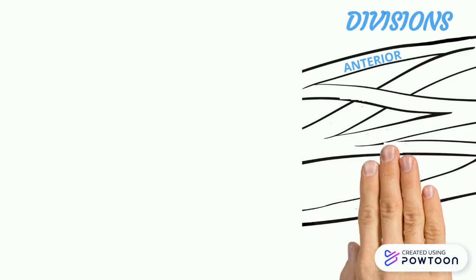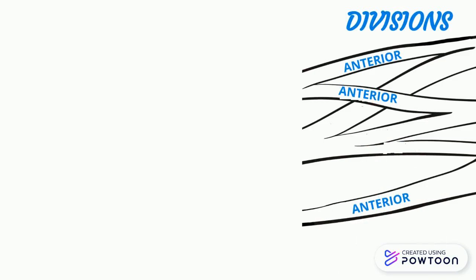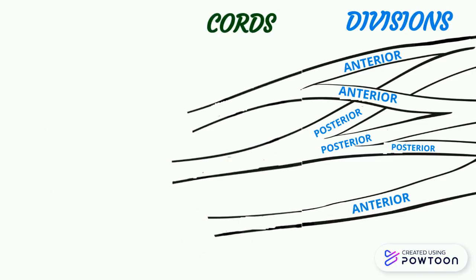Next each trunk divides into an anterior division that innervates the anterior compartment muscles, while all of the fibers in the posterior division innervate the posterior compartment muscles. The posterior divisions of each of the 3 trunks join together to form the posterior cord. The anterior divisions will form the lateral cord and the medial cord.